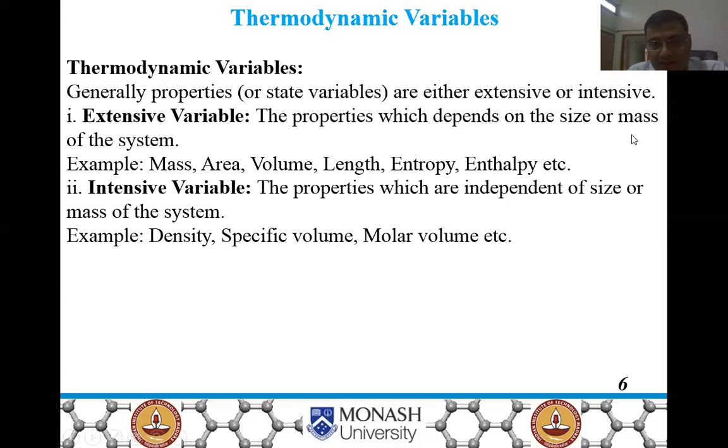the parameter is independent of mass, then it is called intensive. So to remember, we can say intensive means independent of mass, and extensive, that is dependent on mass. So for example, extensive variables are mass, area, volume, length, entropy and enthalpy. Intensive variables which are independent of mass, for example, density is not dependent on mass.